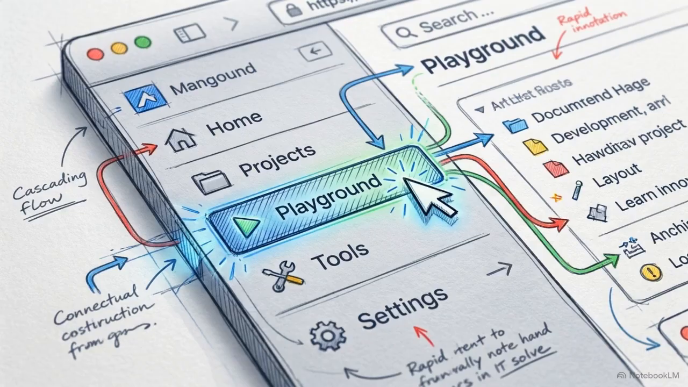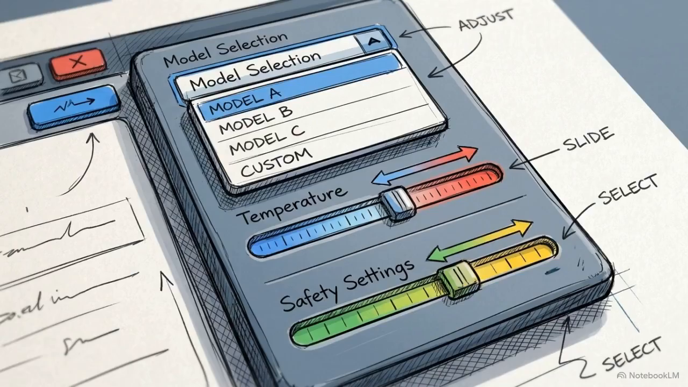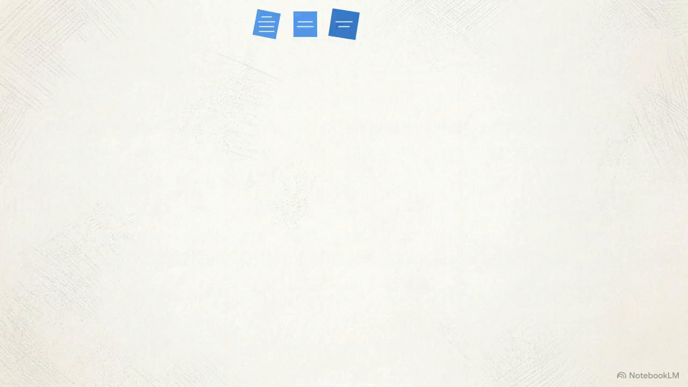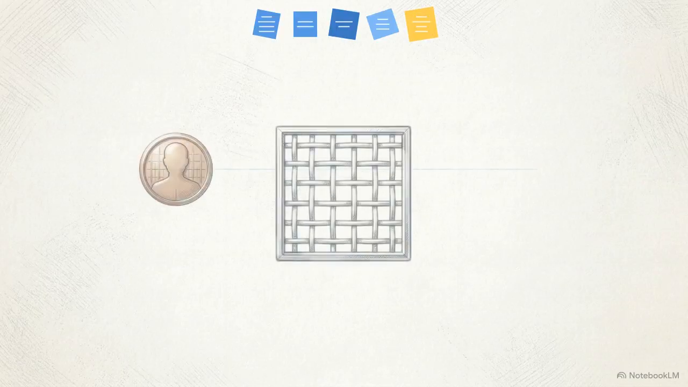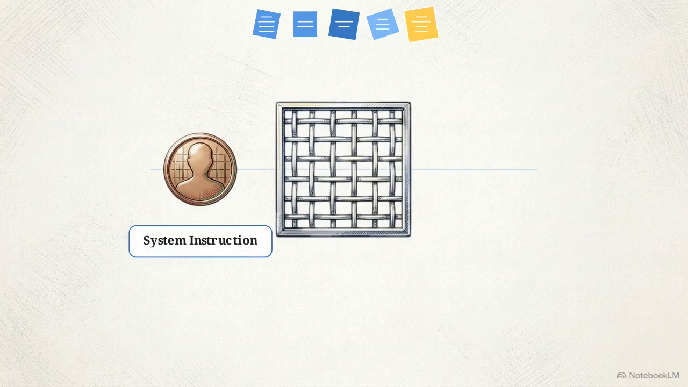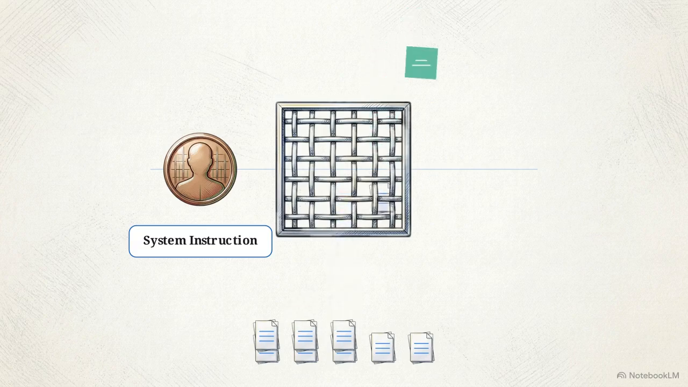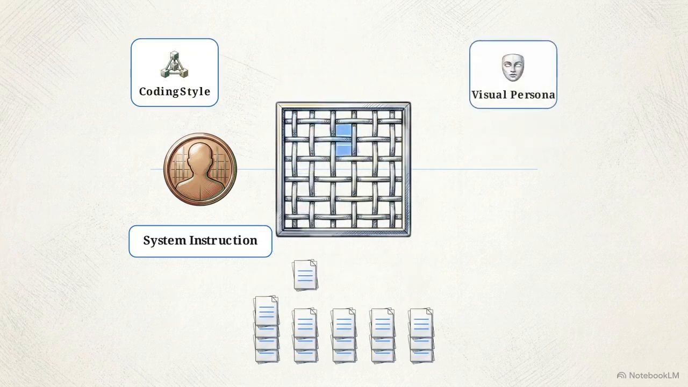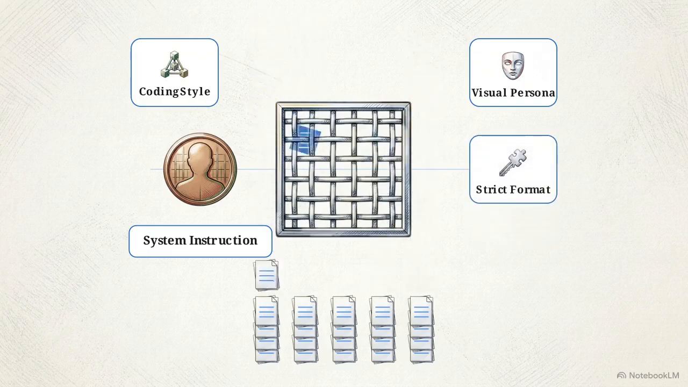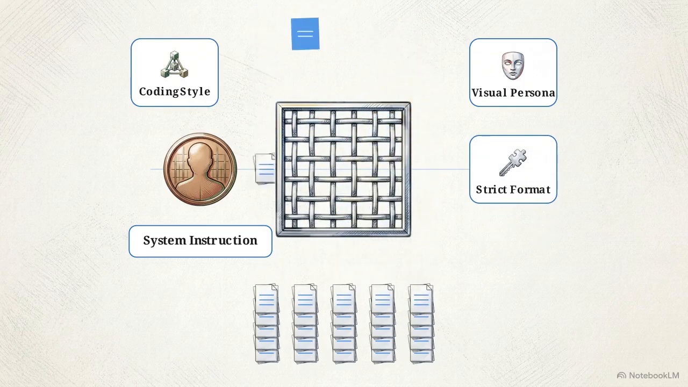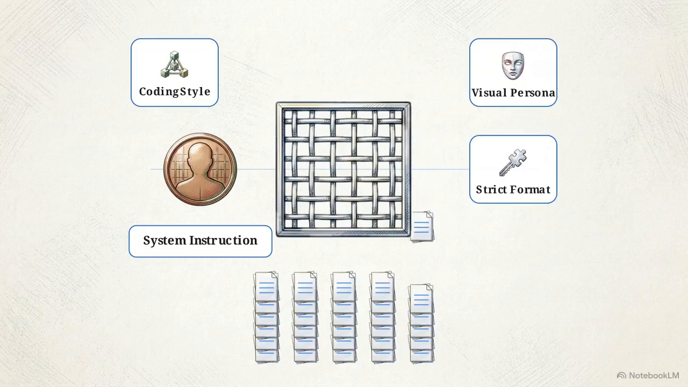Open the playground from the left sidebar. This unified workspace is where you select your model and adjust parameters like temperature or safety settings in the right-hand panel. Standard prompts are temporary inputs. A system instruction, however, acts as a persistent filter layer. This layer ensures that every subsequent prompt you send follows a specific set of rules, whether you are defining a coding style, a visual persona, or a strict output format that must remain consistent over hundreds of messages.